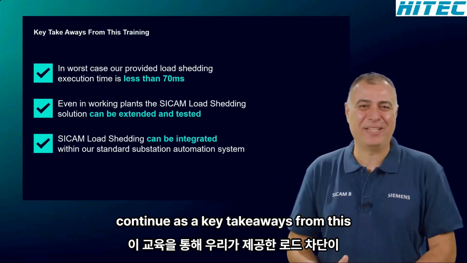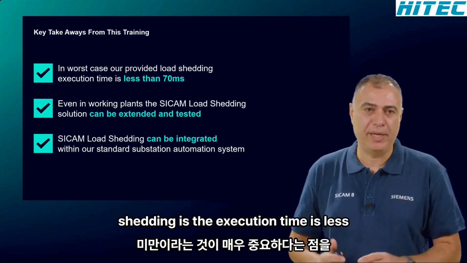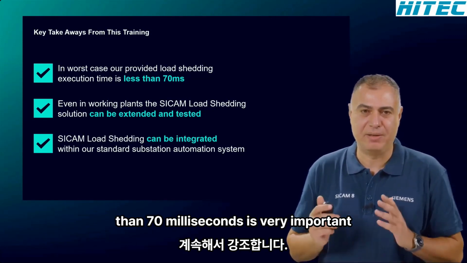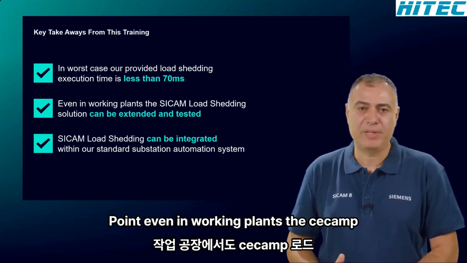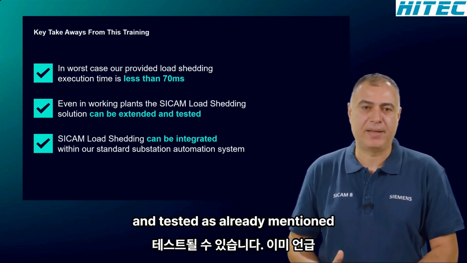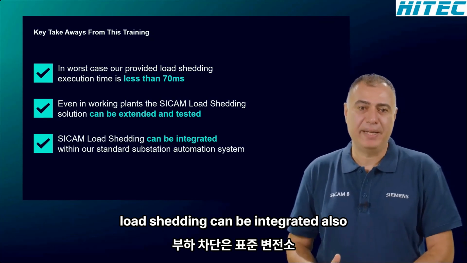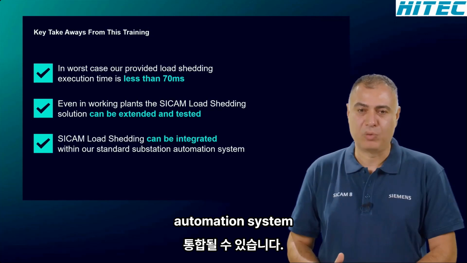Also, key takeaways from this training: in worst case, our provided load shedding execution time is less than 70 milliseconds. This is a very important point. Even in working plants, the SICAM load shedding solution can be extended and tested, as already mentioned. SICAM load shedding can be integrated also within our standard substation automation system.